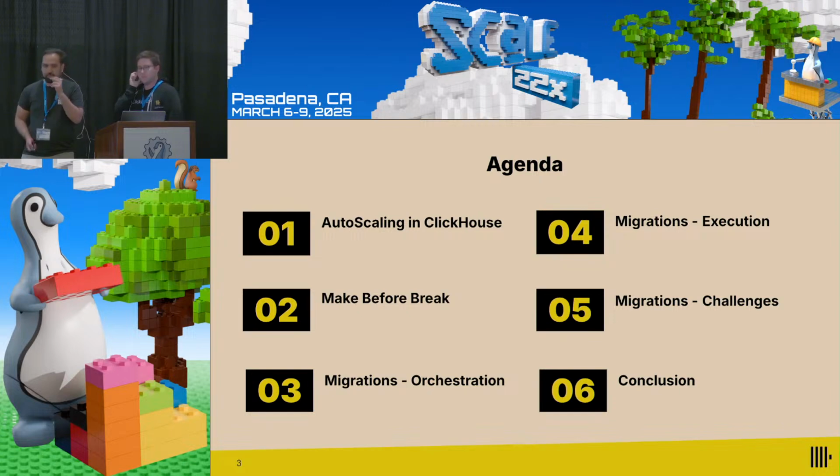So this is the agenda. We're going to talk about auto-scaling in general and how it works inside ClickHouse. We're going to talk about a new approach to auto-scaling that we've been developing over the past couple of years, which we like to call make before break.